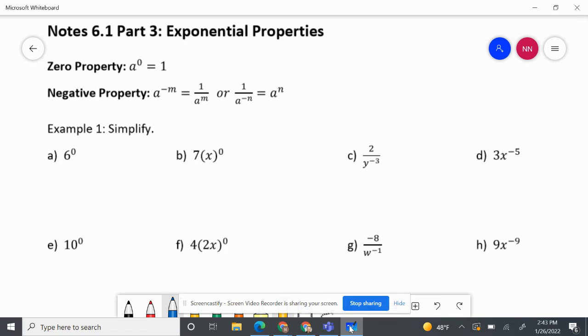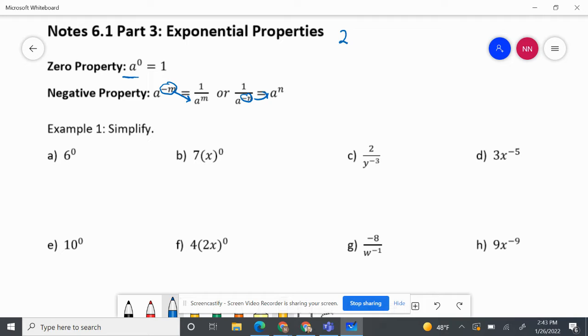What we're going to do is look at two more exponential properties. We're going to look at the zero property, and what that states is anything to the zero is 1. And we're going to look at the negative property. Anytime we have a negative exponent, it switches from the numerator to the denominator, or the denominator to the numerator. The reason that these two properties exist is that it follows a pattern.